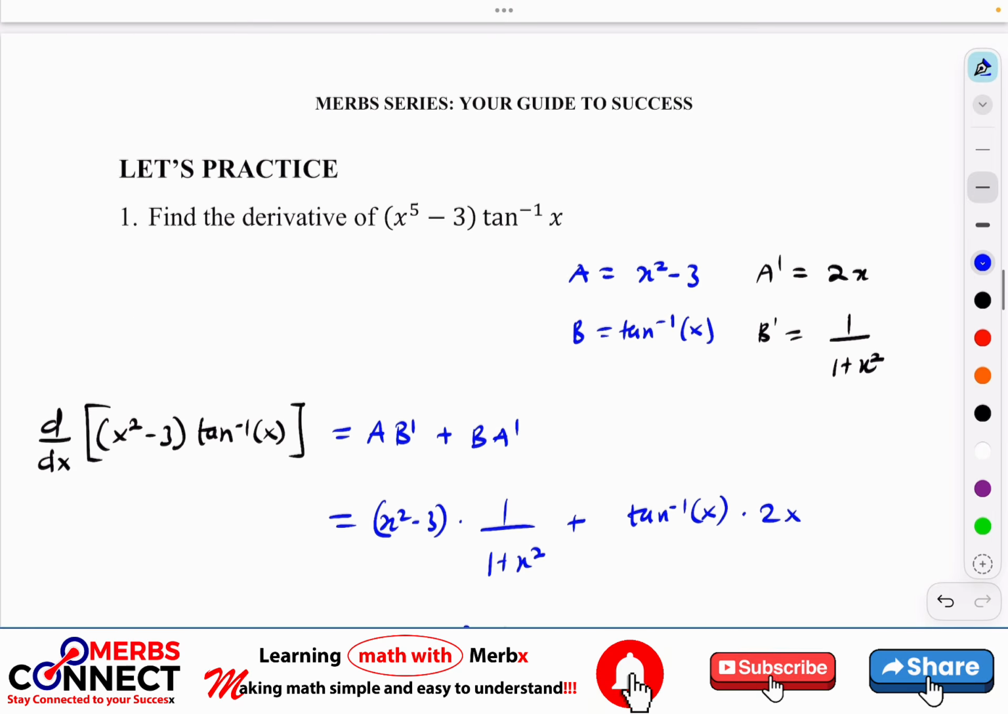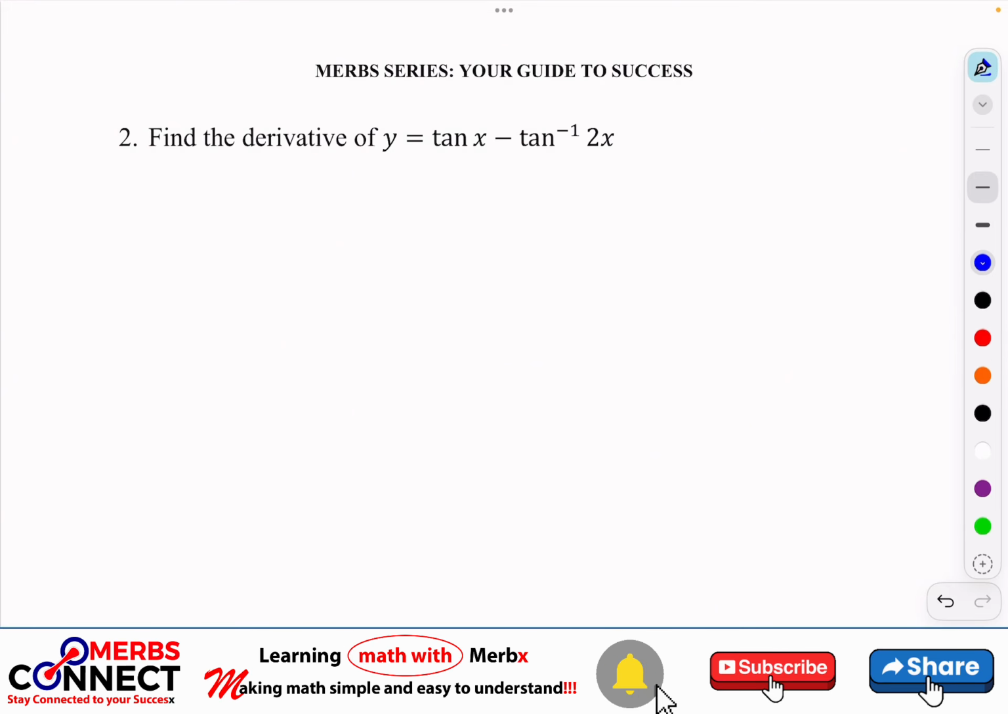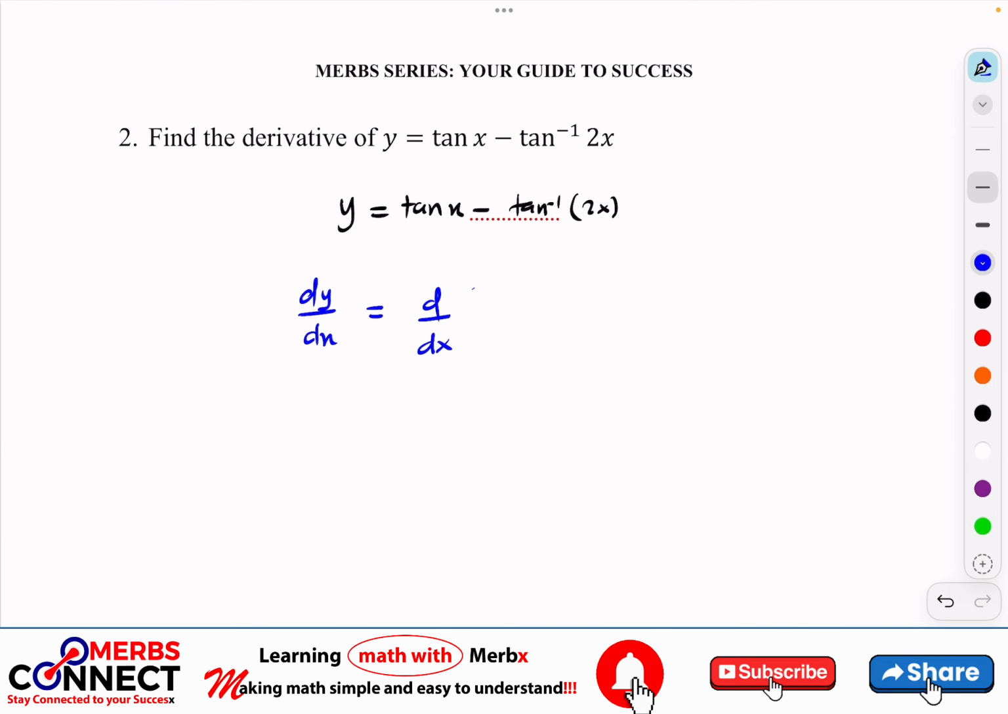So this is what we are going to get from here. Now, very much simple here. So it's good for us to be knowing all this. Let's do this one too. We have y is equal to tan of x minus tan inverse of 2x. We put this one into parentheses. So what is dy over dx? Okay, this is going to be d over dx in parentheses tan x minus tan inverse of 2x.